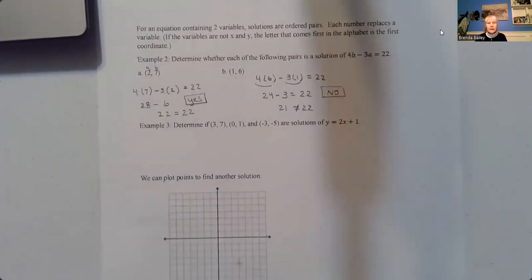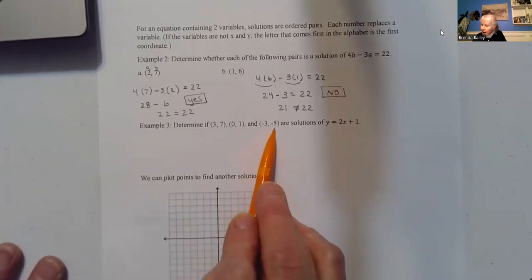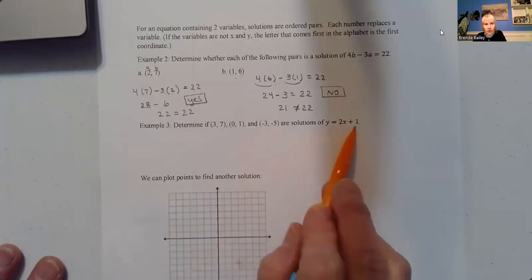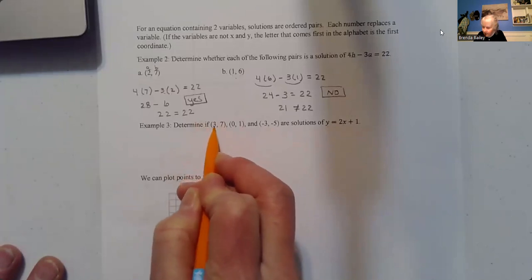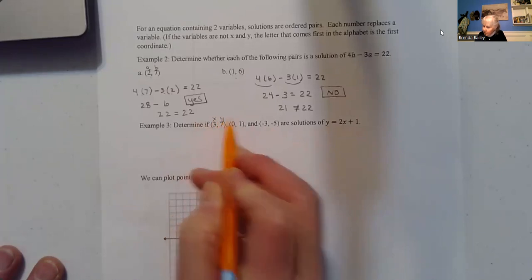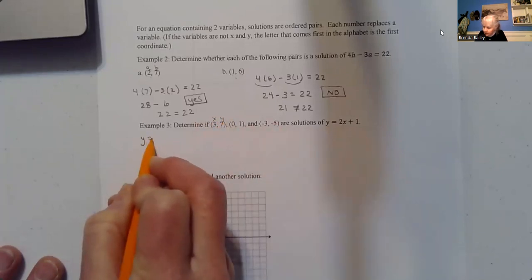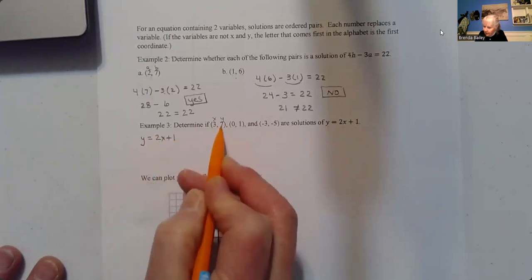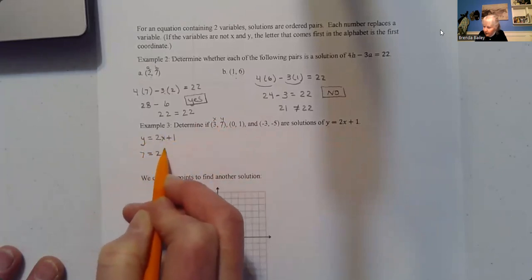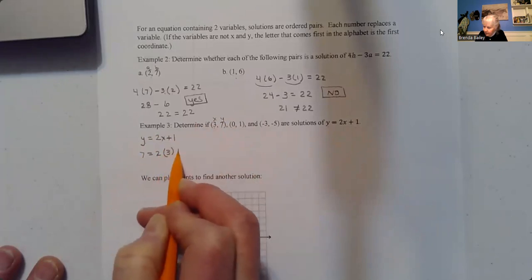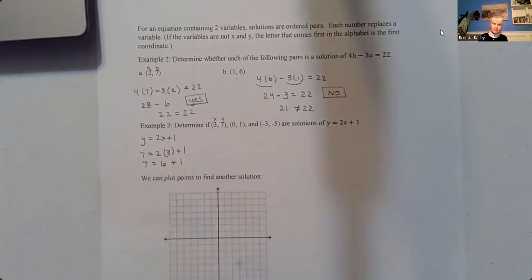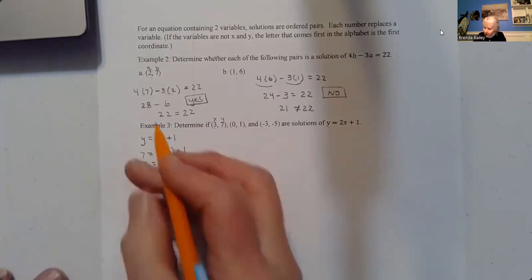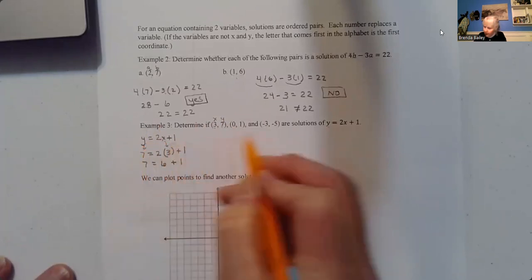Example number 3. Determine if (3, 7), (0, 1), and (-3, -5) are solutions to this equation. Well, 7 is the y and 3 is the x. So we have our x and our y. Substituting these in, first off, I'm going to copy it. 7 is the y. 3 is the x. So we have 7 equals 6 plus 1, multiplying. And again, I just substituted these in from the ordered pair that we're looking at.